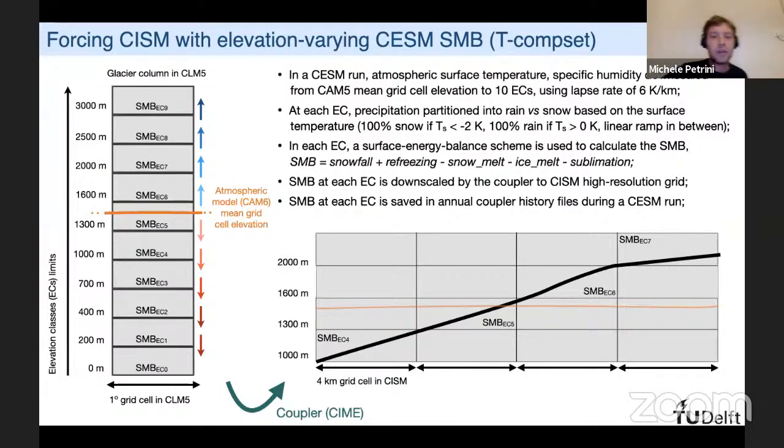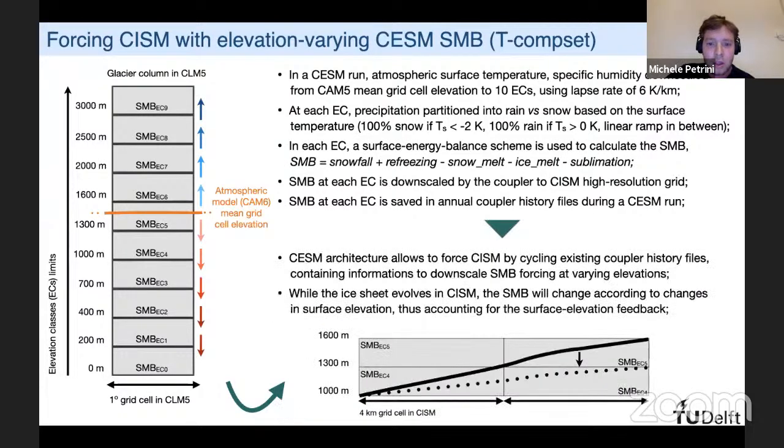Then precipitation and temperature are used to calculate, with a surface energy balance scheme, the surface mass balance, given as snowfall plus refreezing minus snowmelt minus ice melt minus sublimation. The SMB at each elevation class is then downscaled by CISM onto the CESM high-resolution grid. And as I said before, the SMB at each elevation class is saved in these annual CISM history files during a CESM run. So the CESM architecture allows us to force CESM by cycling these existing CISM history files containing information to downscale the SMB forcing at different elevations. So while the ice sheet evolves in CESM under this specific setting, the SMB will change according to changes in surface elevation. In this way, we can account for the surface elevation feedback.